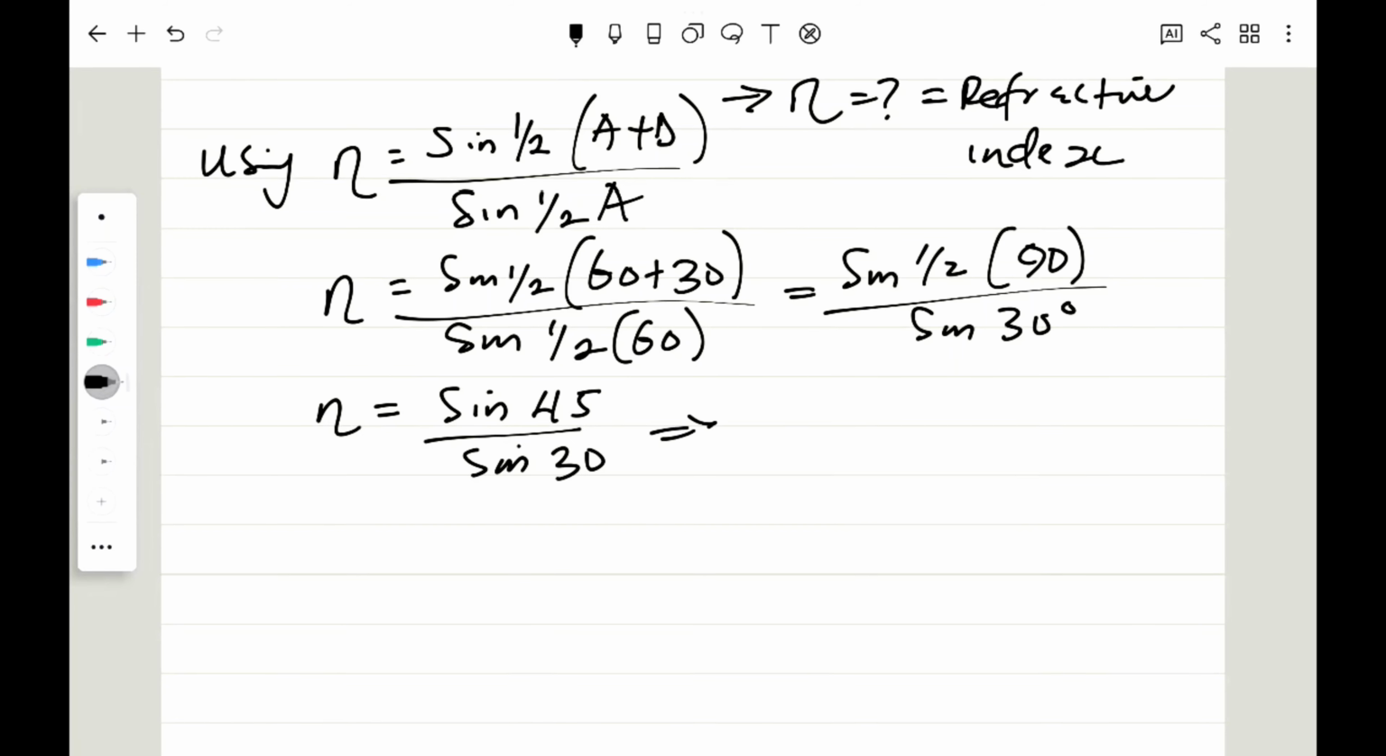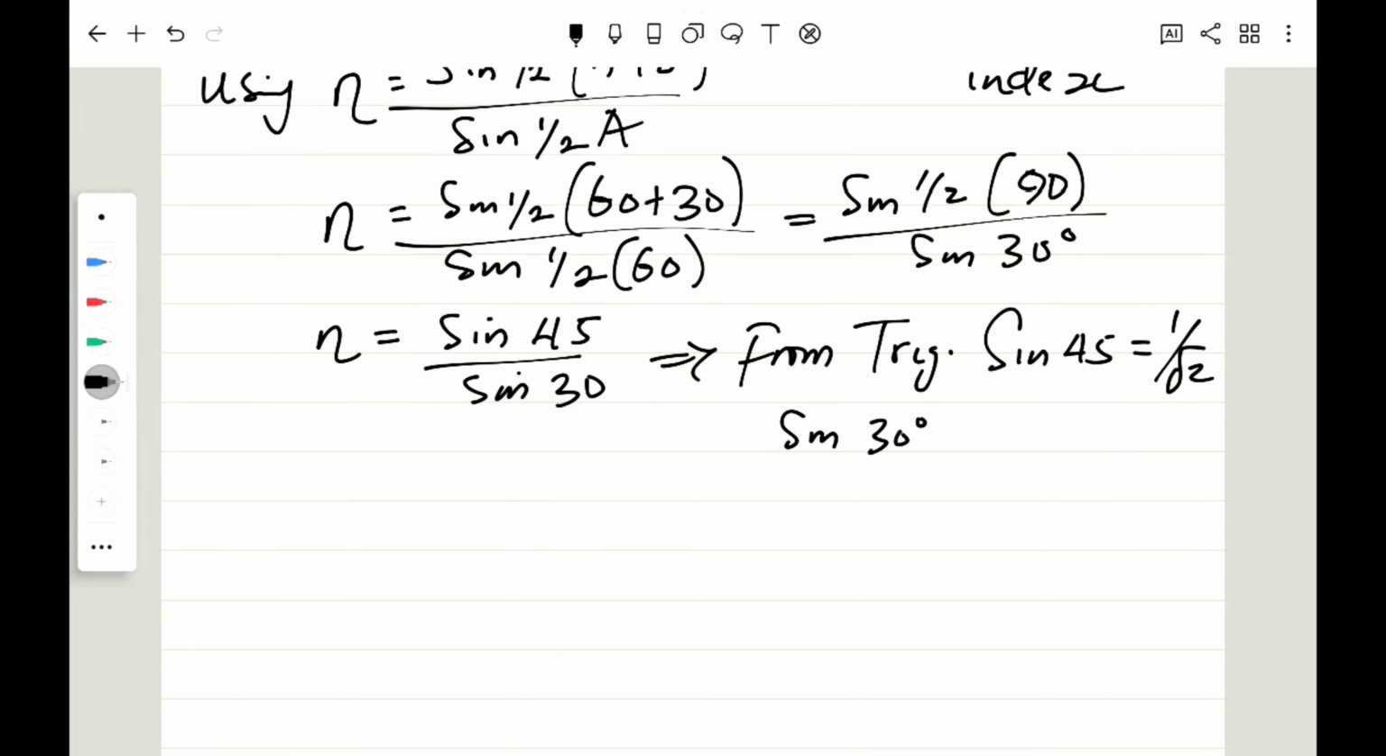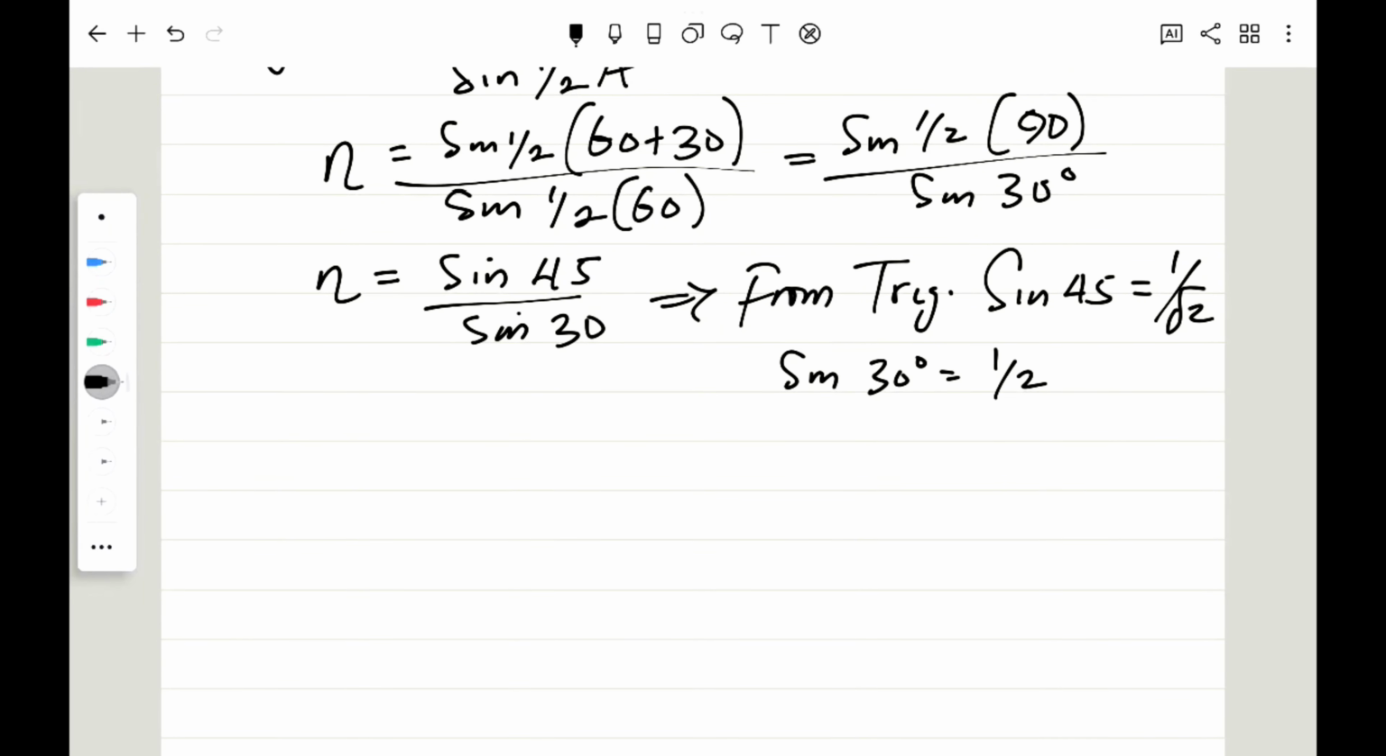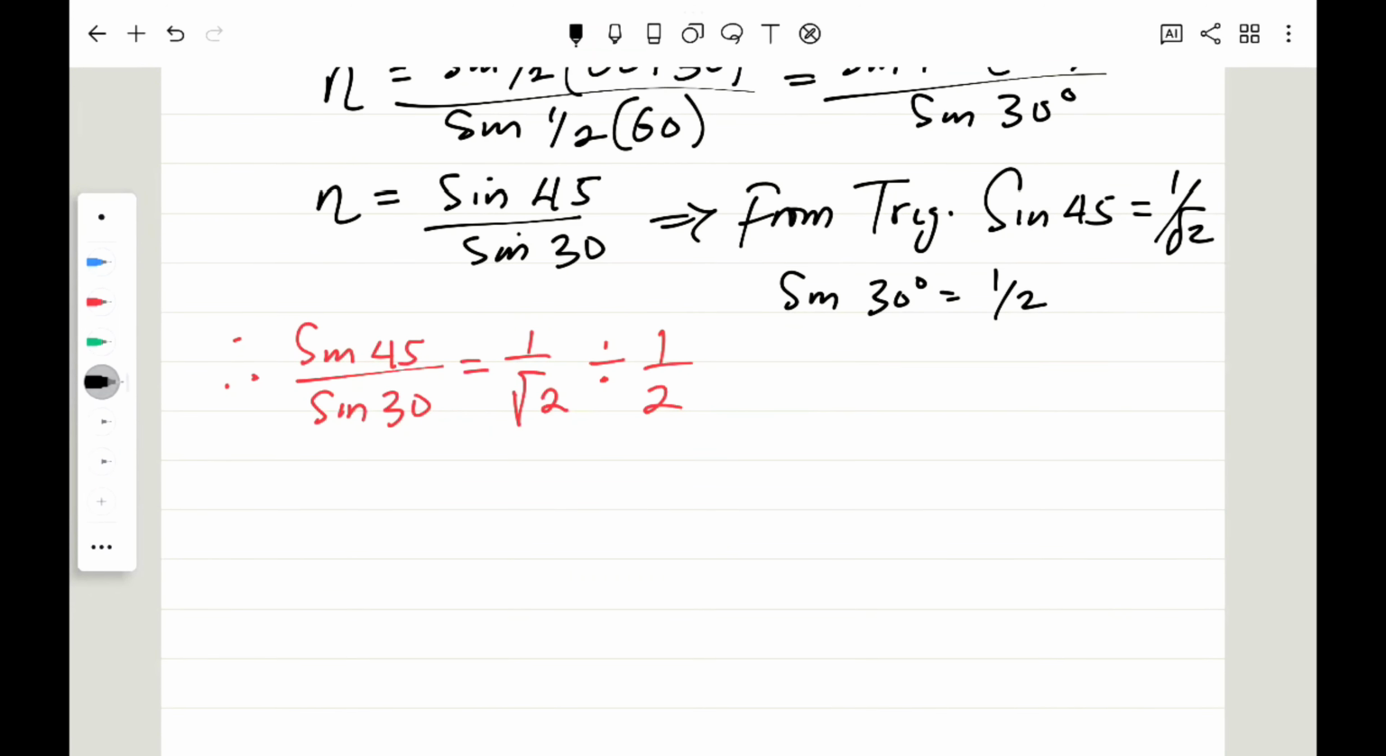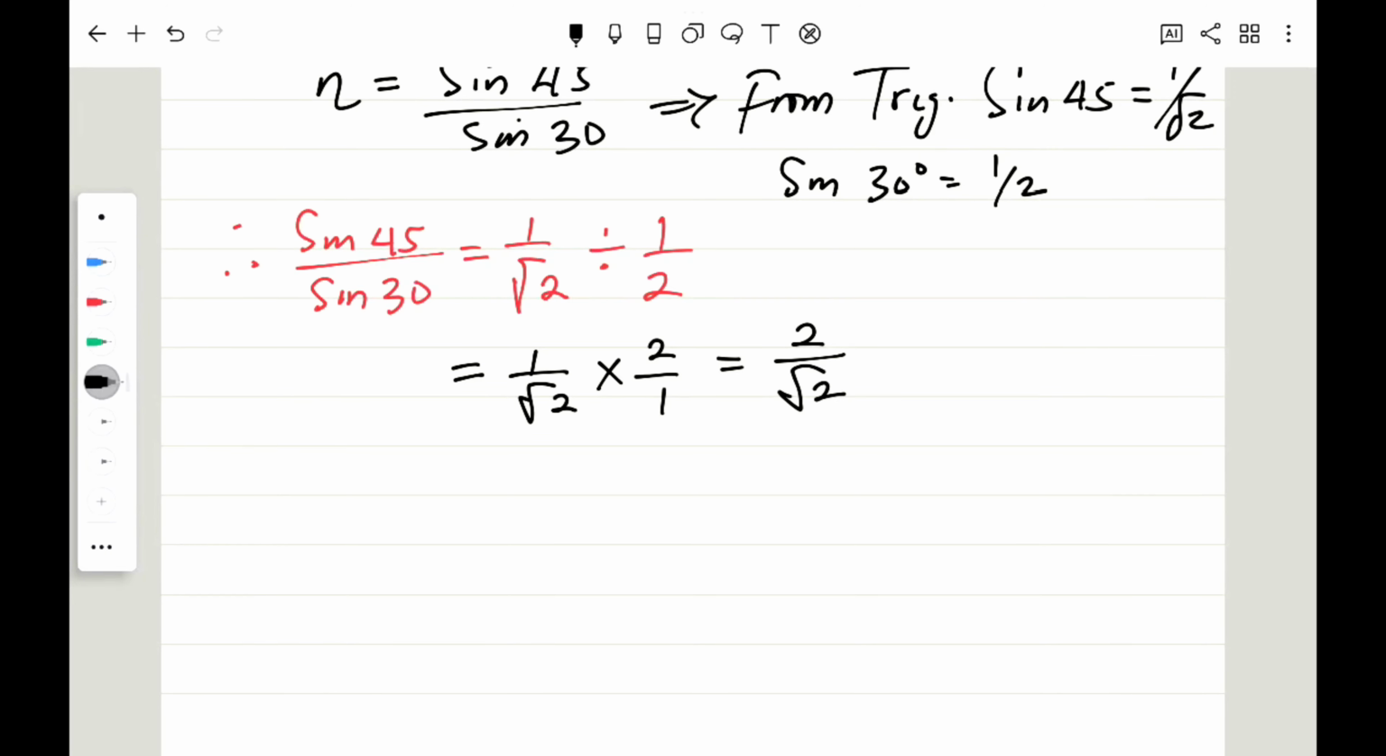Our options are in short form. Always look at your options before you solve any problem. So from trigonometry, sine 45 is 1 over root 2 and sine 30 is equal to 1 over 2. So by substitution, n, which is sine 45 over sine 30, is equal to 1 over root 2 divided by 1 over 2. So our refractive index will give us 1 over root 2 times 2 over 1. If we invert, so that 2 over root 2 is your answer. But we are not done.